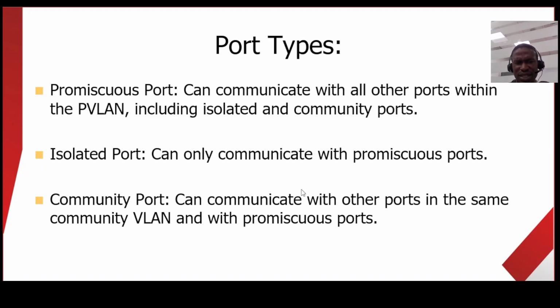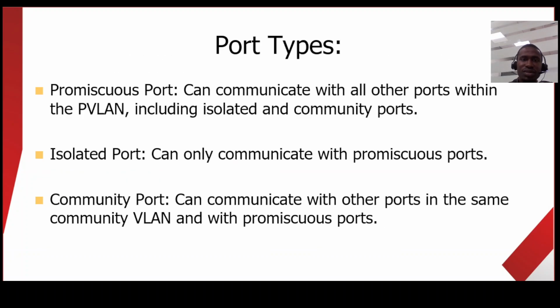We'll get into that. An isolated port can only communicate with Promiscuous ports. So any of the isolated or community ports can communicate with Promiscuous ports. But VMs within isolated ports, referencing isolated VLANs, can't communicate with each other. However, VMs referencing the community VLAN can communicate with each other. Do we get that? Yeah.